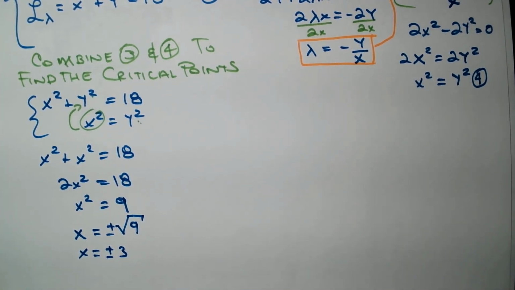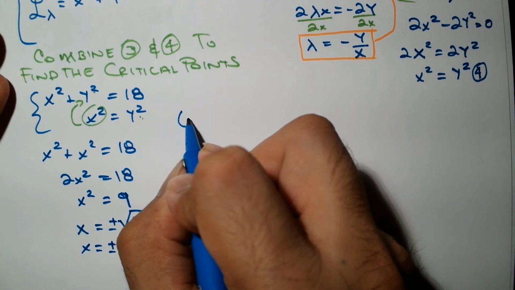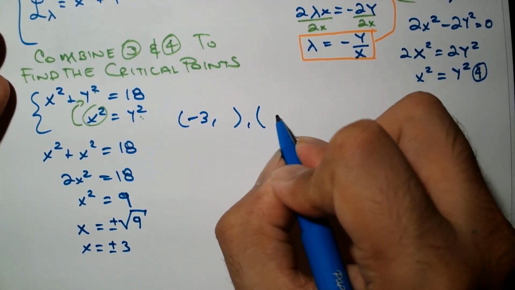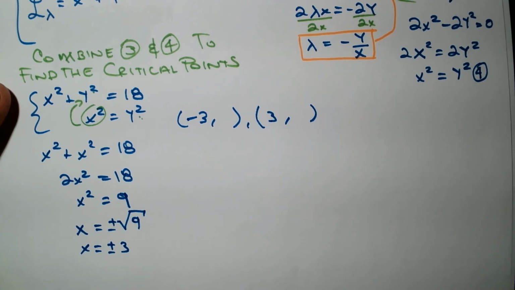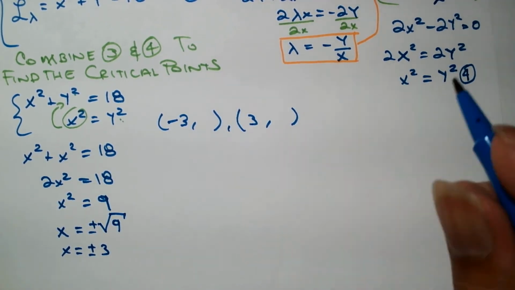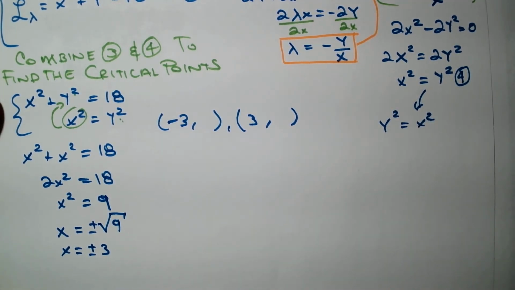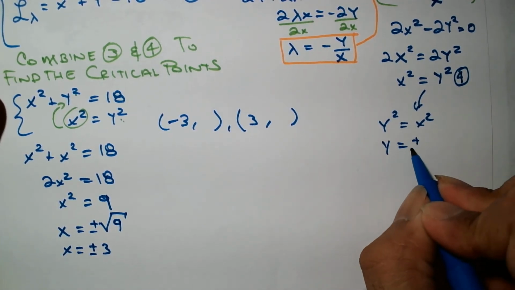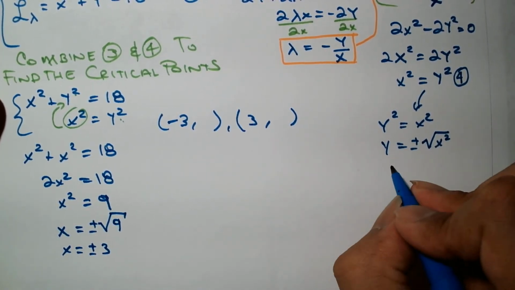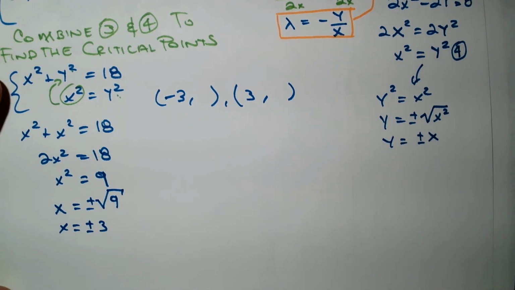So our critical points are going to be of the form negative 3 comma some y, and 3 comma some y. How are we going to get the y? So I'm going to go back to equation 4. I'm going to write it the other way. y squared equals x squared, and I'm going to take the square root of both sides. So y equals plus or minus the square root of x squared, which cancel out, and that's plus or minus x.